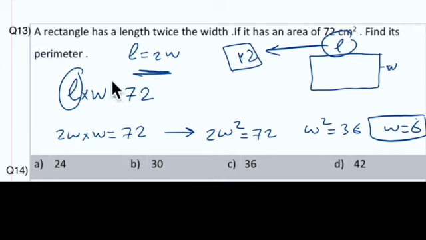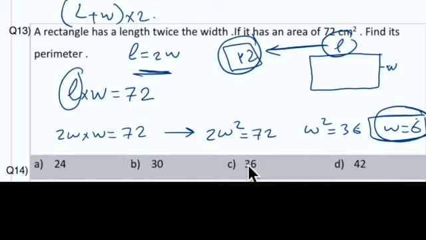To find the perimeter, you know that the perimeter is length plus width, all times 2. So it will be 12 plus 6, which equals 18. 18 times 2, which equals 36. So the answer is C.